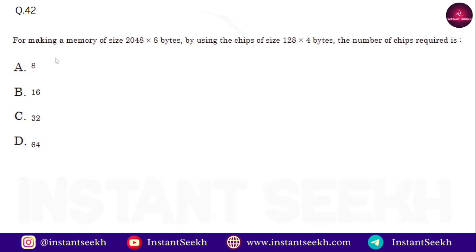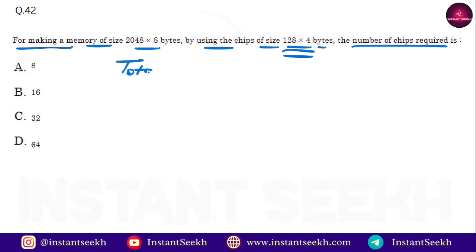For making a memory size of 2048 into 8 bytes by using the chips of size 128 by 4 bytes, the number of chips required is, okay, we need to calculate for making a memory of size 2048 by 8 bytes by using the chips of size 128 by 4 bytes, how many chips will be required. Okay, so let's first determine step by step. We will calculate total memory size.